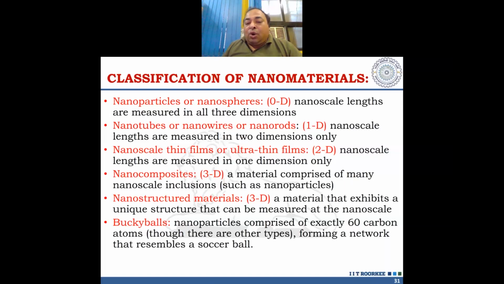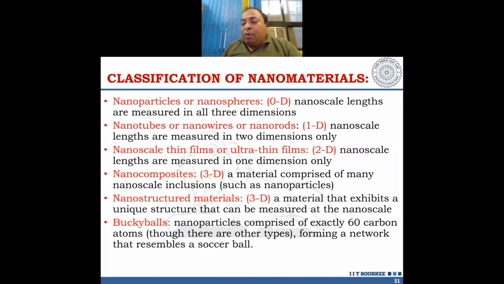Nanotubes or nanowires or nanorods. When two dimensions are within nanometers but one is not, then they are called 1D nanomaterials, or they are also called nanotubes or nanowires or nanorods. Then we come to nanoscale thin films or ultra thin films, where nanoscale lengths are measured in one dimension only, and the other two dimensions are more than nanometers. Then they are called nanoscale thin films or ultra thin films or 2D nanomaterials.